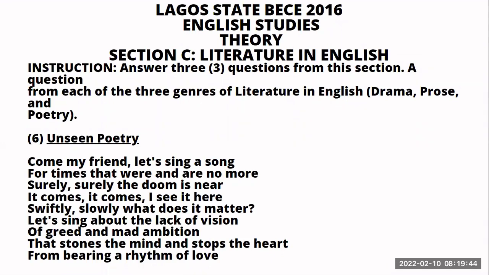We have taken today's question from the Lagos State Basic Education Certificate Examination of 2016, English Studies Theory, Section C, which is Literature in English. Now, the instruction is as follows. Answer 3 questions from this section. A question from each of the 3 genres of literature in English: drama, prose, and poetry. And then we are looking at question 6, which is unseen poetry.